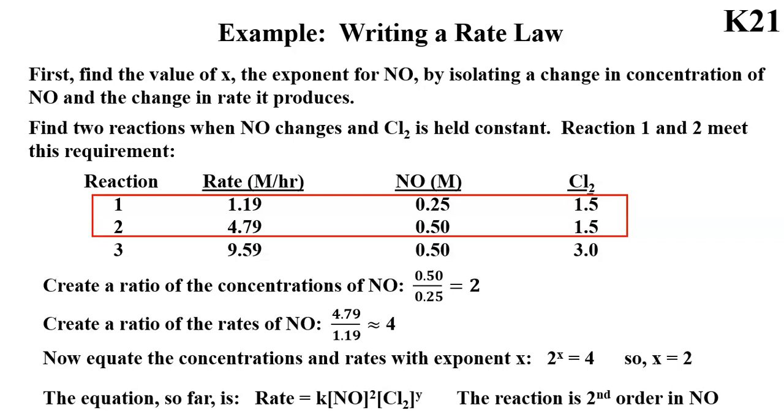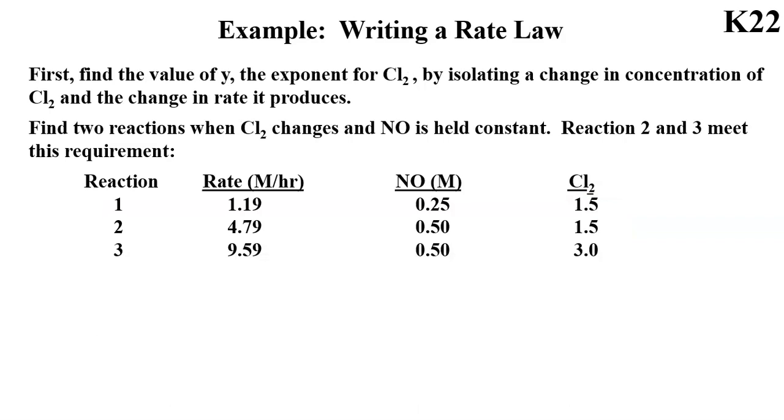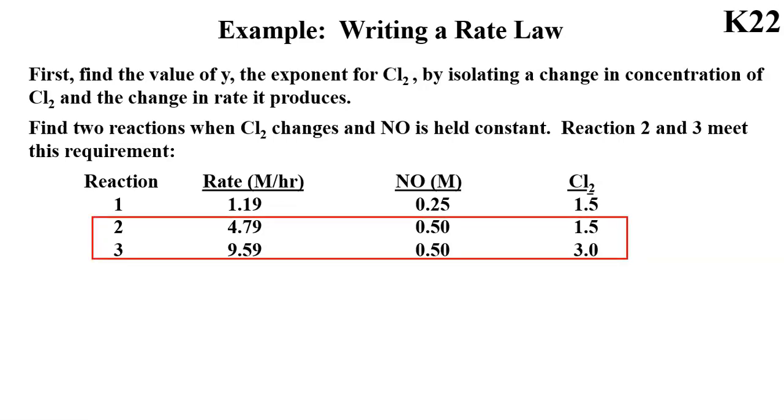So the equation so far is rate equals K, concentration of NO squared, that's the number you just calculated, concentration of Cl2 to the y power. So the reaction is second order in NO. Now we're going to do the same thing for Cl2. We look for two reactions where NO doesn't change, and that would be reactions 2 and 3. We want only Cl2 to change, and we want to see how the rate will change with a change in the concentration of Cl2, holding NO constant. So those are the two reactions we choose.